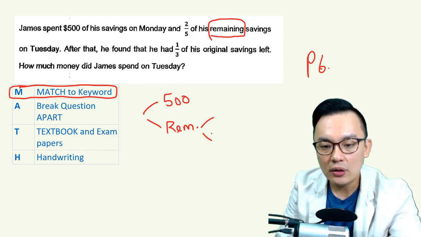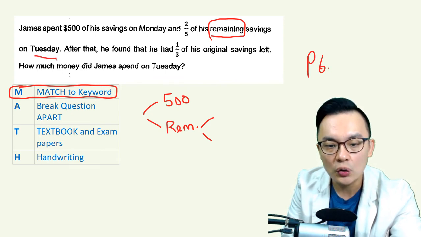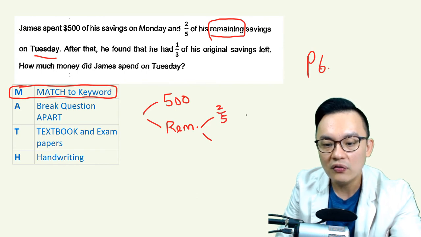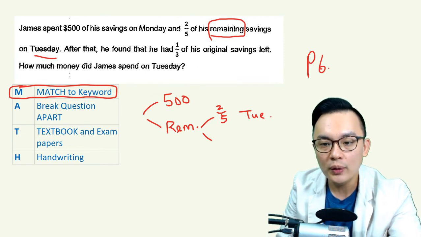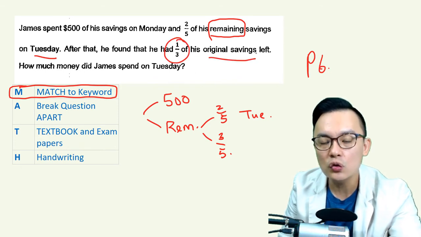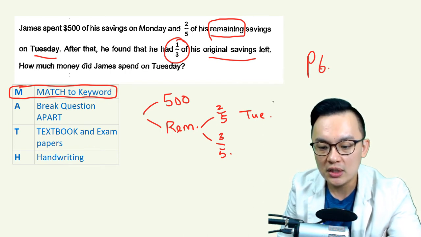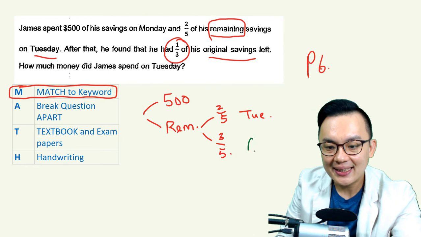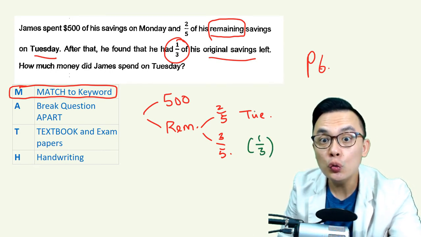And then after that, you have 2/5 of his remaining savings on Tuesday. Most of them will know how to do this one. So 2/5, how much is left? Which is 3/5. And now I have 1/3 of my original savings left. This one also trips up a lot of students. They don't know where to put this 1/3, so I will just put 1/3 here.